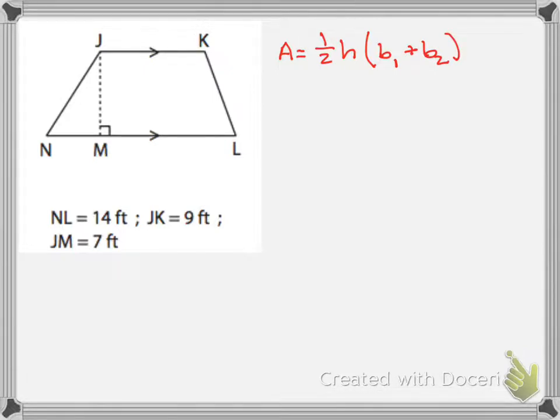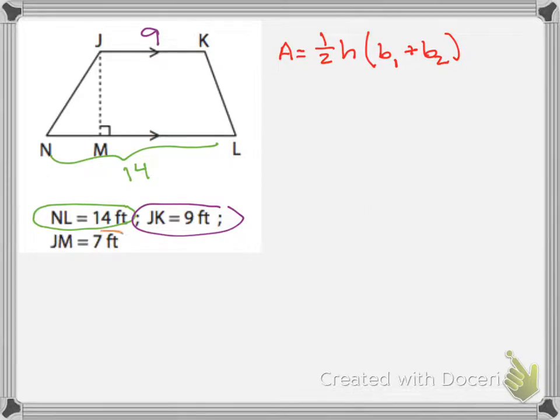So let's use our numbers that are given here. So NL is going to be this piece right here. That's 14. We have JK, which is 9. And then we have JM, which is 7. So if we use this area formula over here, my area is going to be 1/2 times my 7, and then times my base 1 plus my base 2.